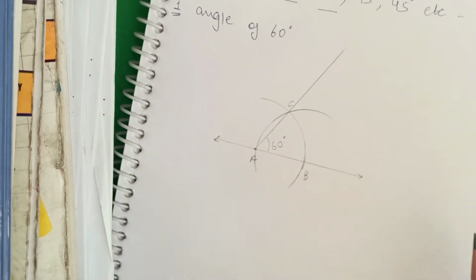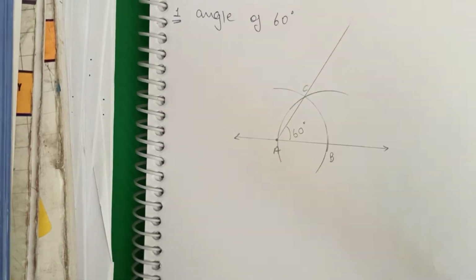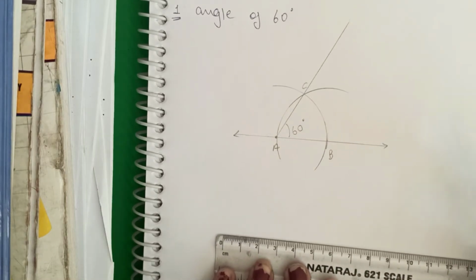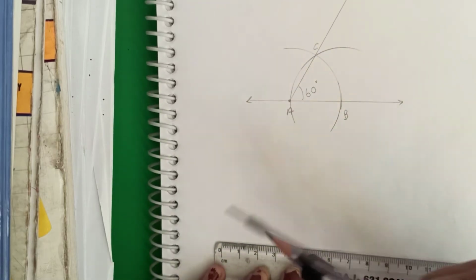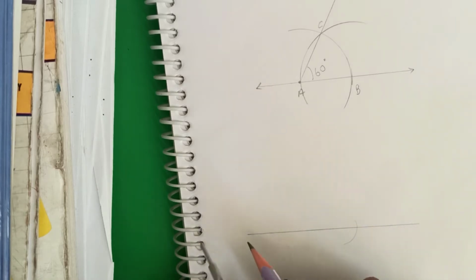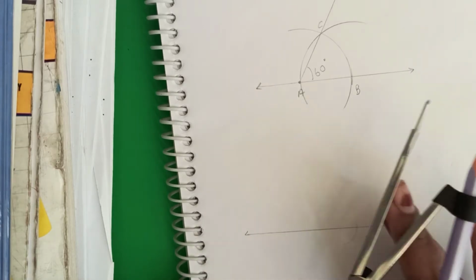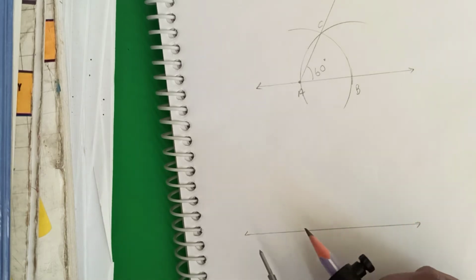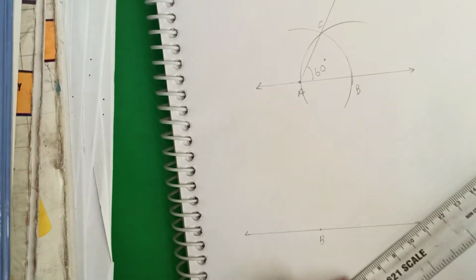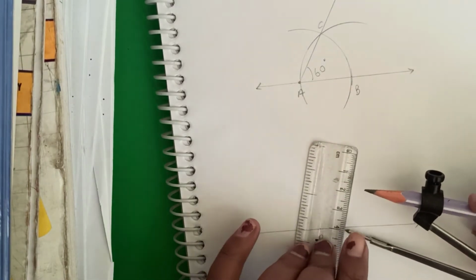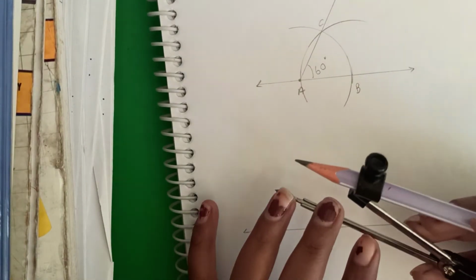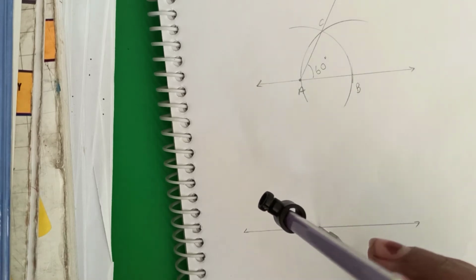And one more easy way for this is to draw a line like this of any length, and put anywhere a point B, right? Then open the compass, 4 and 3, whichever length you want. No need to measure it, of any length. Put it on it.